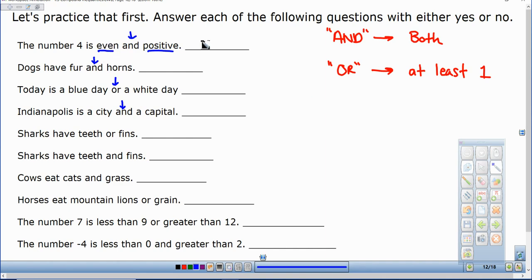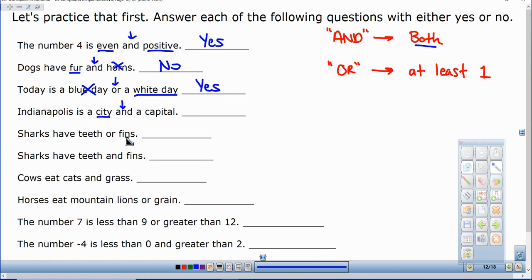So the number 4 is even. Yes, it is. It's positive. Yes, it is. Because we have both of them true, and the word was "and", this is a yes. Dogs have fur. Yes, they do. Dogs have horns. No, they don't. This was an "and". Both of them were necessary, so that is a no. Today is a blue day or a white day. Well, as I'm recording this, today happens to be a white day. It is not a blue day. But the word "or" indicates that only one of them needs to be true, and therefore this is a yes.